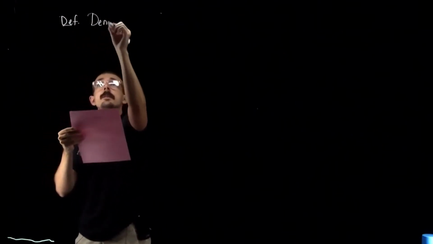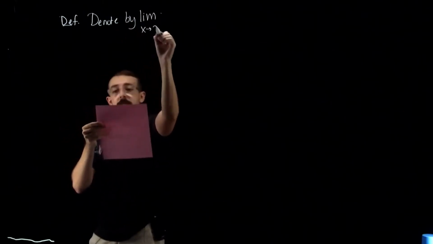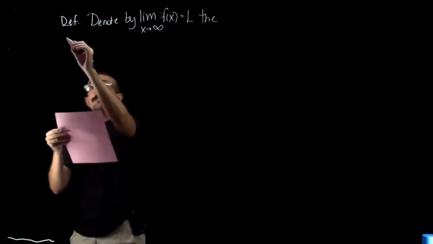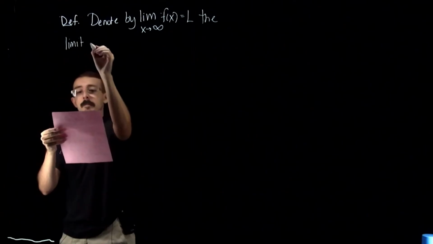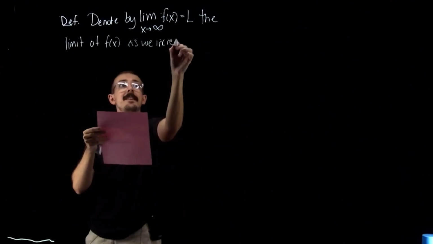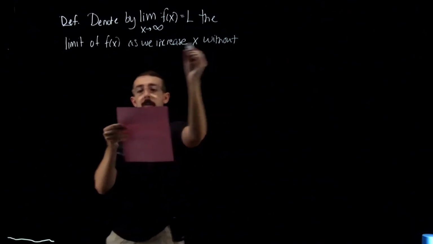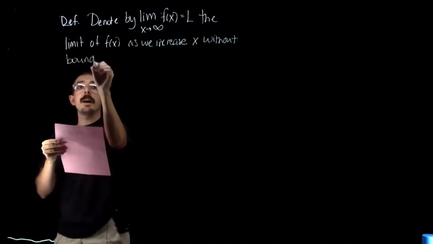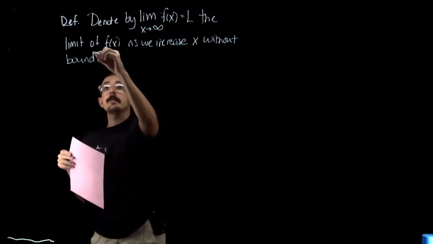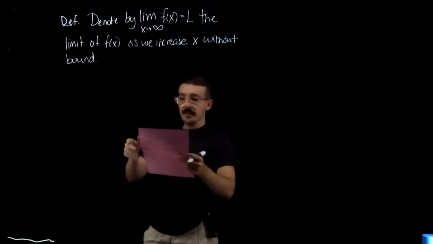So we'll denote by the limit as x goes to infinity of f of x equal to L. That's going to be the limit of f of x as we increase x without bound. So what that means is you can just imagine going to the right forever, I guess. And if I wanted to modify this and just make it negative infinity, then I would be going to the left on the graph forever.